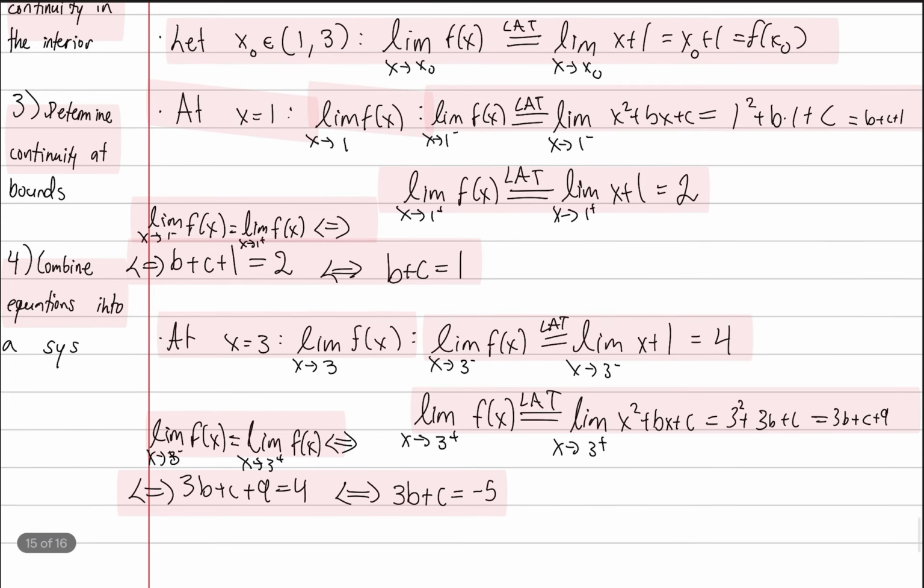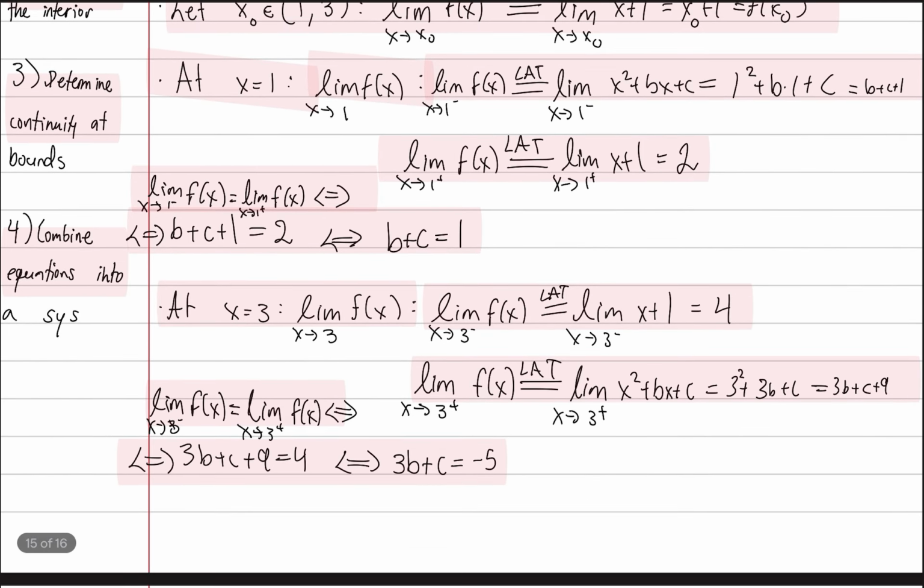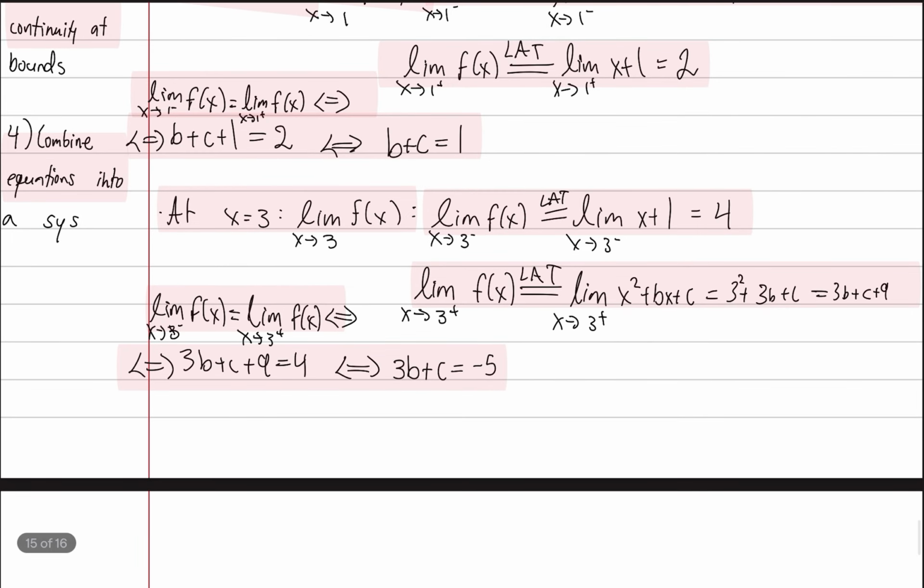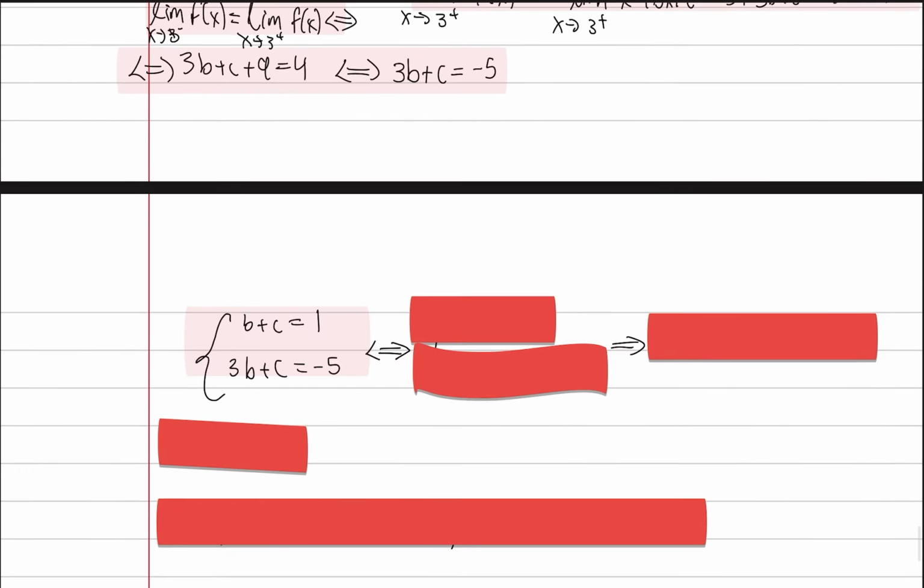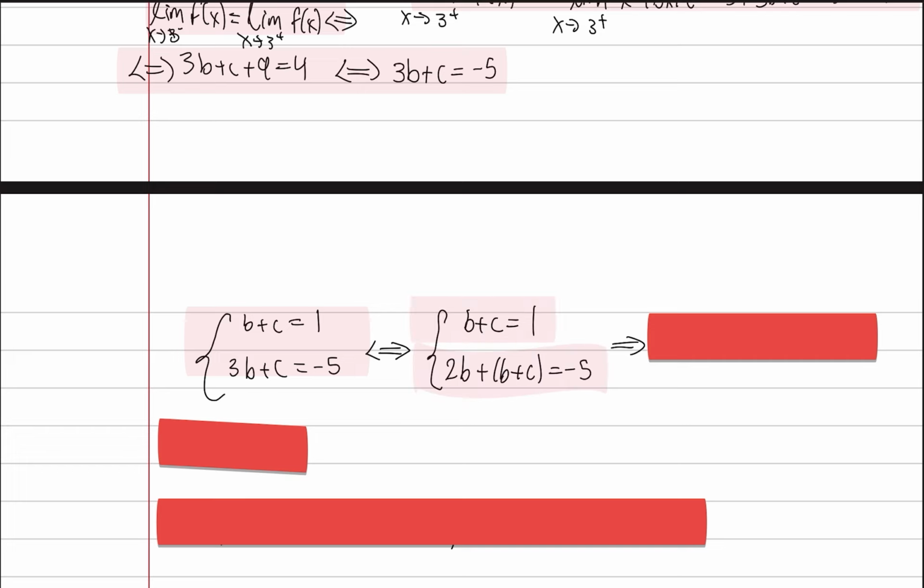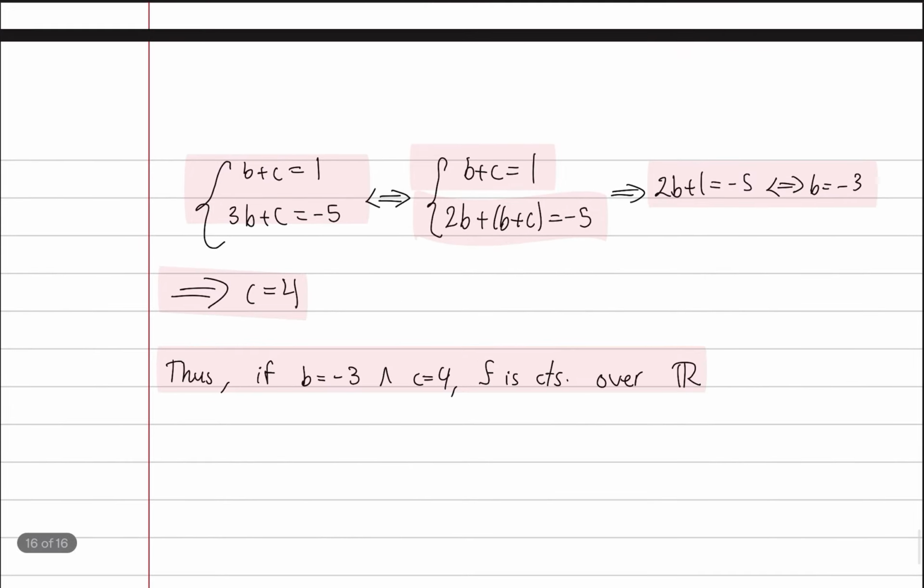So now we have two restrictions, and these restrictions are not the same. So there is a single point of intersection. Remember, algebra: you have two linear equations, right? And they're not the same, and they're not parallel. So they have one point of intersection. So we're going to express that system of equations. And notice 3b is just 2b plus b. And since we know b plus c is 1, we just get 2b plus 1 is equal to -5, or b is -3, which means that c is 4. So if b is equal to -3 and c is equal to 4, f is continuous over the real numbers.